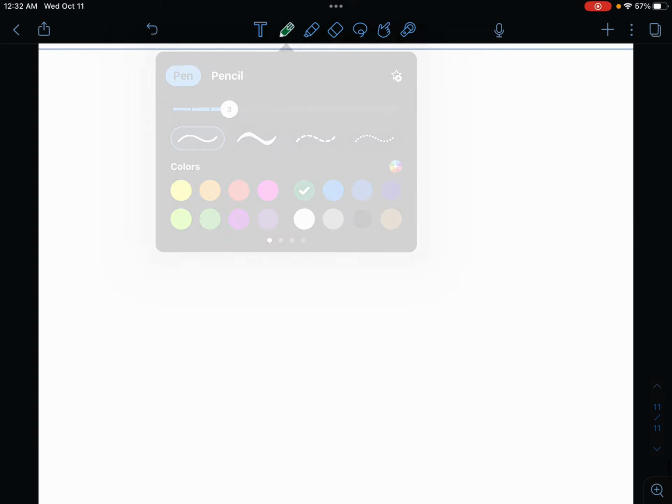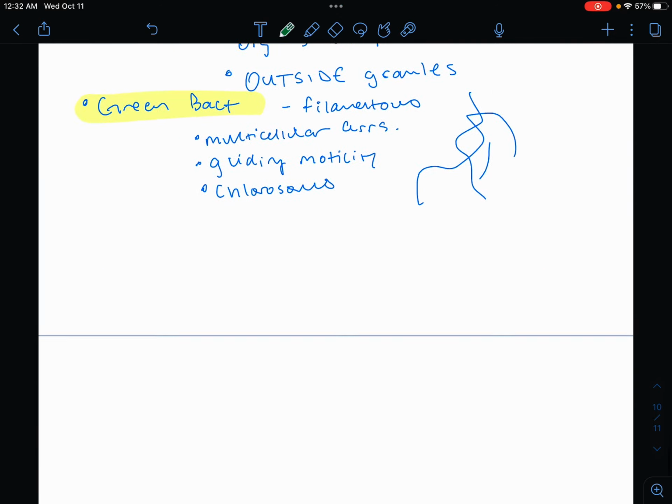All right, let's talk about oxygenic phototrophs next. Did I use green yet? No, I have not. All right.